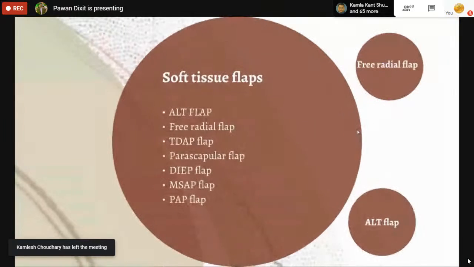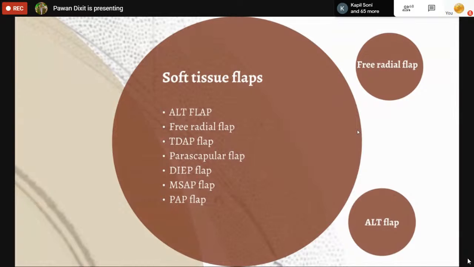For lining and soft tissue reconstruction, there are a plethora of flaps. But two flaps, anterolateral thigh flaps and free radial flaps, are called workhorse flaps because they can cover any defect in the head and neck region.